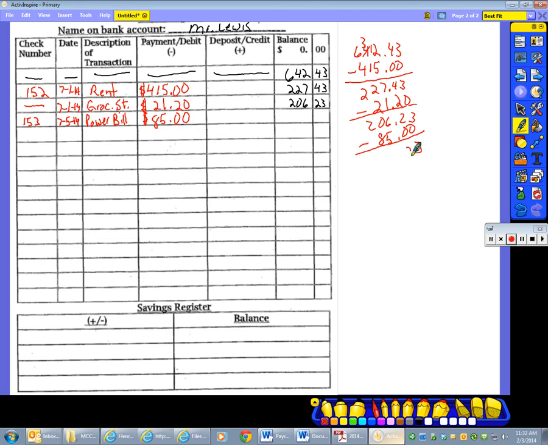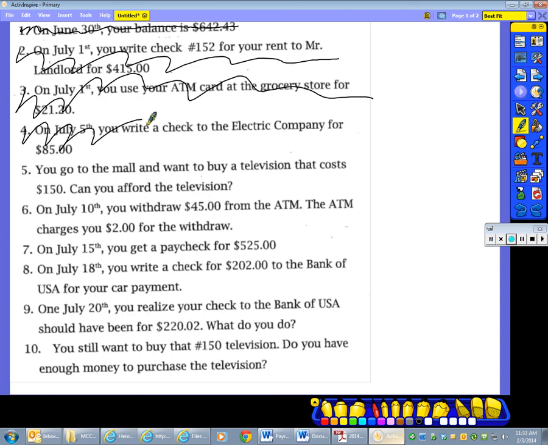Let's see, 6 minus 5 is 1. I have to borrow from that, which makes that a 10. So 10 minus 8 is 2. And then I have that 1 over there. So now my ending balance is $121.23. Only 5 days into the month, and I'm already looking pretty low. All right, so let's cross that out.